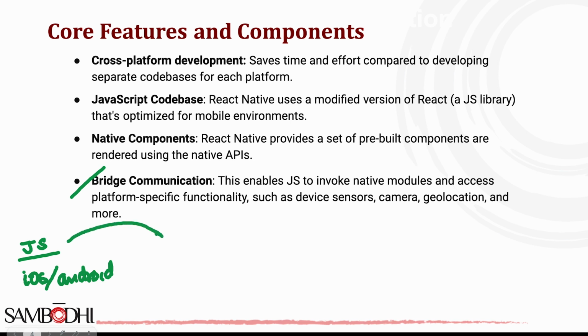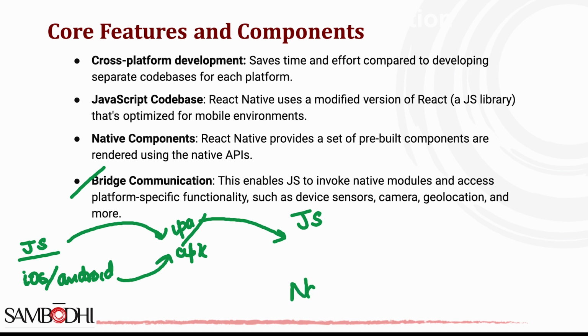Now, all of this is going to be packaged, compiled and bundled into a single file. For Android, it is going to be bundled into the APK file, and for iOS, it is going to be bundled into an IPA file. When this IPA file is loaded on an iOS device, the device is going to run the JavaScript side on the JS engine and the native side on the native platform.